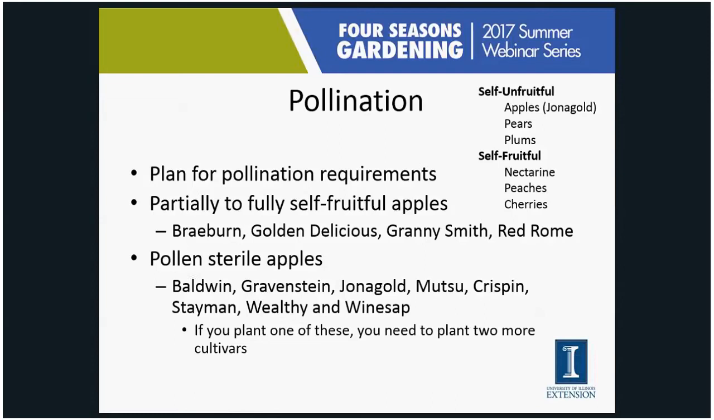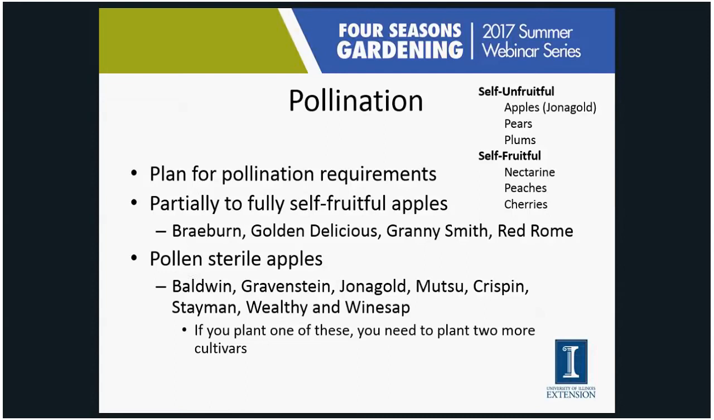There are some that are partially to fully self-fruitful apples, and these are the Brayburn, Golden Delicious, Granny Smith, and Red Rome. But we also have pollen sterile apples. So the pollen sterile apples typically have the requirement of 2 other cultivars, because you'll need another cultivar to pollinate the apple that is sterile, and since it is sterile, it cannot pollinate the tree that is pollinating that sterile apple. And so because of that, you need the additional fruit tree to pollinate your pollinating tree, or your pollinizer. So 3 trees typically for these pollen sterile apples.